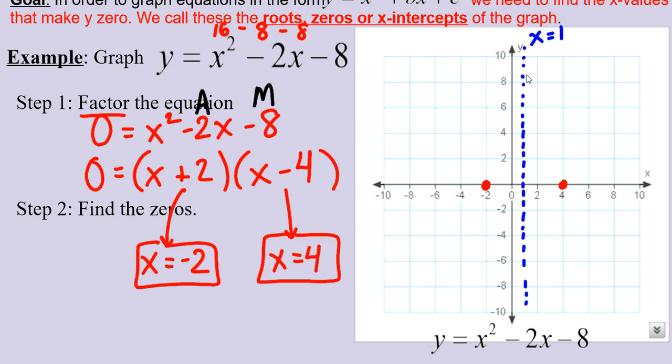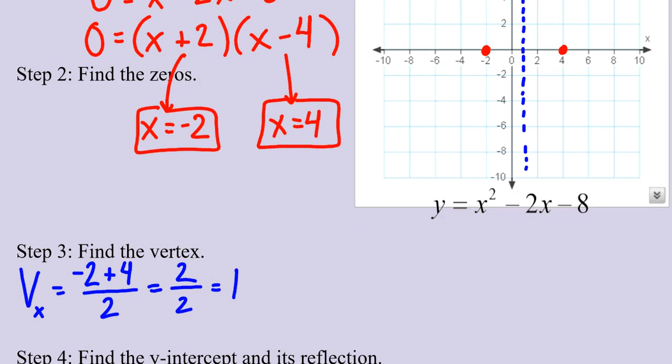But I don't currently know how high or how low the vertex is going to be on this graph. I should know, because the a value out front is positive, that it has to open up. So it's not going to be up here, because that would make the graph open down. It's going to be down here, but I don't know how far down. All I know right now is that the vertex has an x-coordinate of 1.